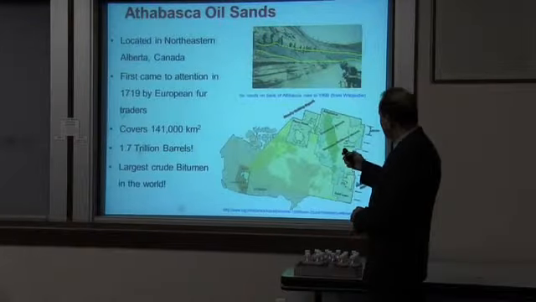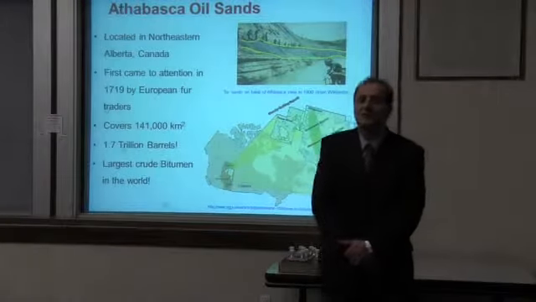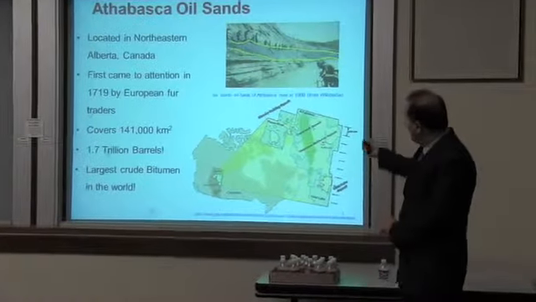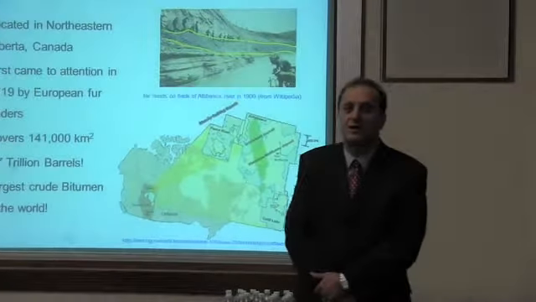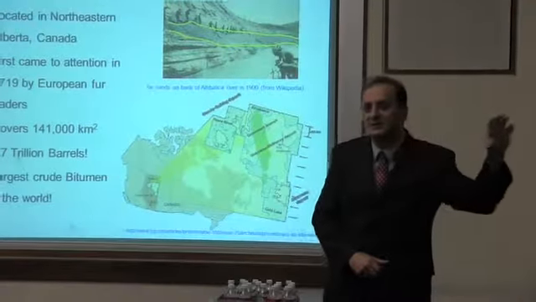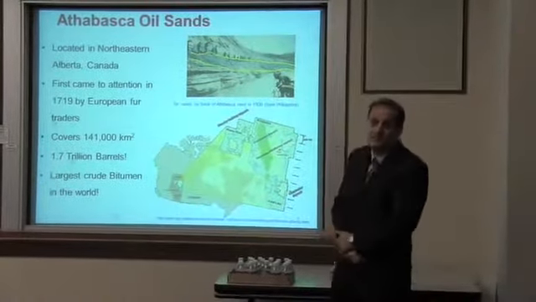The top photograph was taken in 1900, and this is the Athabasca River. You can see these highlighted yellow lines, just as an eye guide, to show that the tar sand could easily be seen on the bank of the river, and that's why they call it the Athabasca Oil Sands.